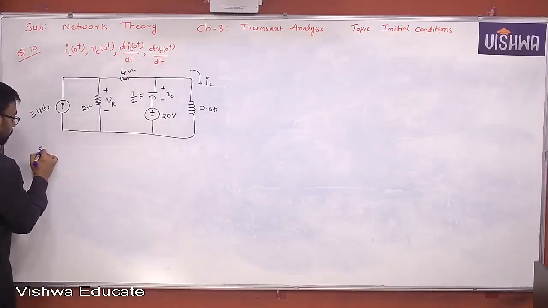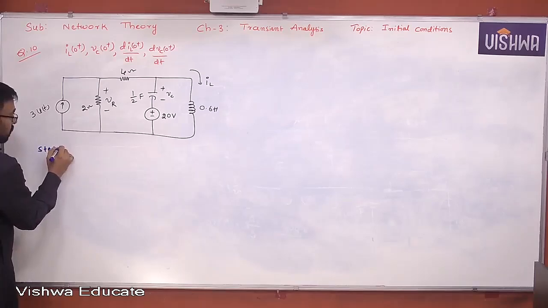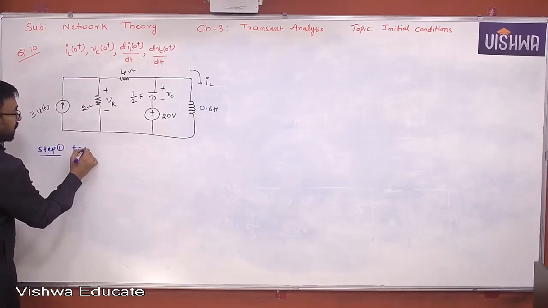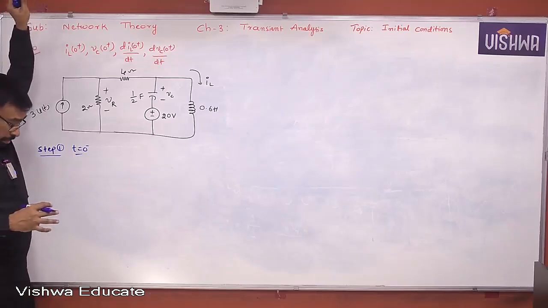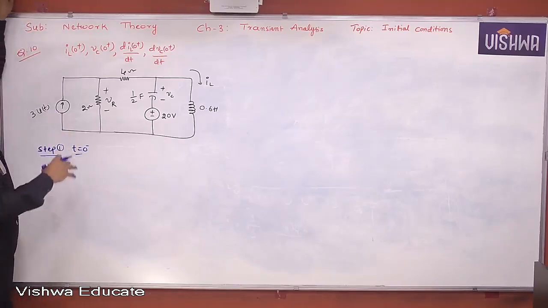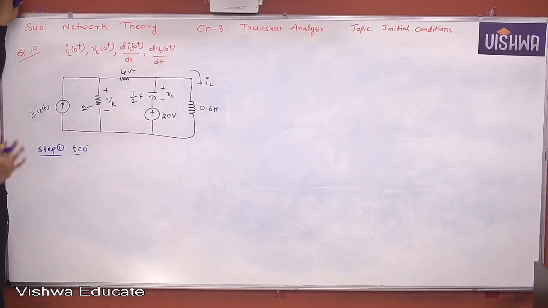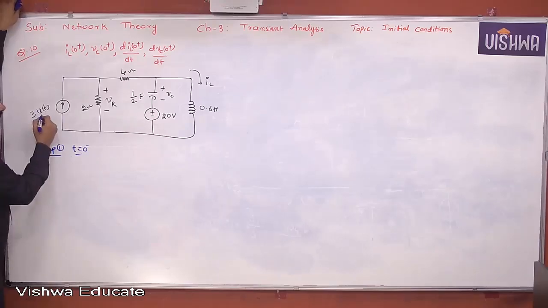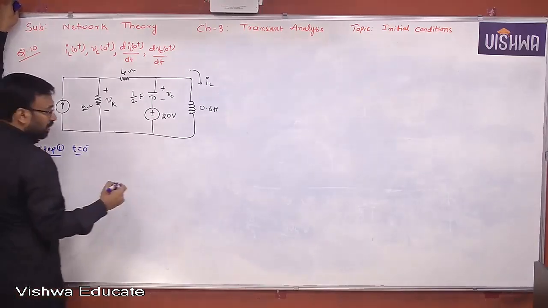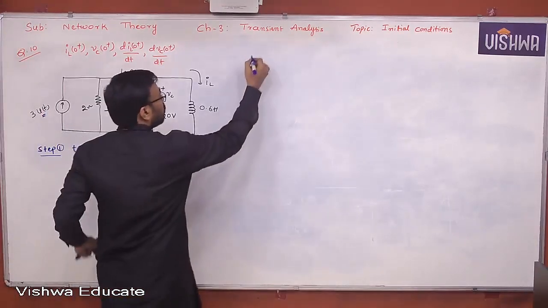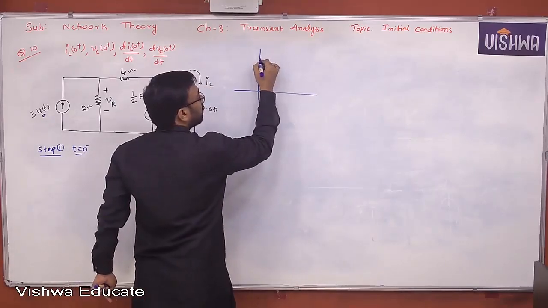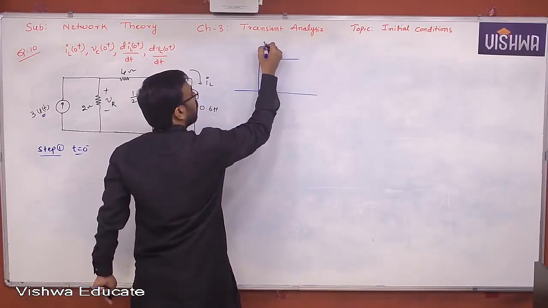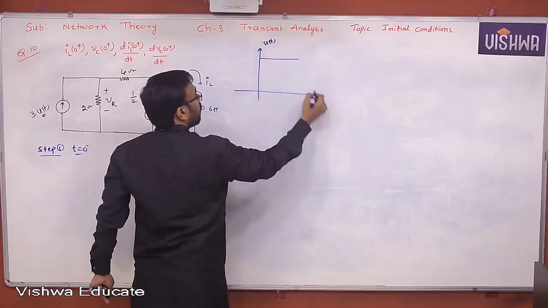So step 1, construct t equal to 0 minus equivalent. But here the switching operation is not given. Understand? Switching operation is not given. Sometimes he doesn't give the switching operation, he will give the step function. What do you mean by step? Step is nothing but u of t.